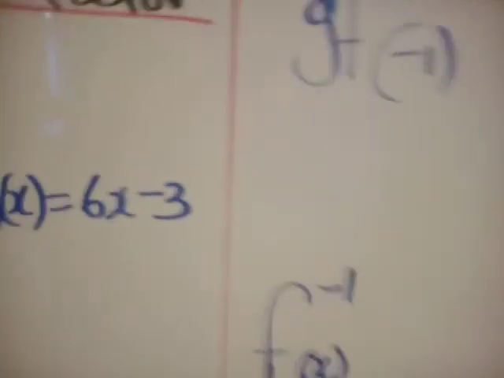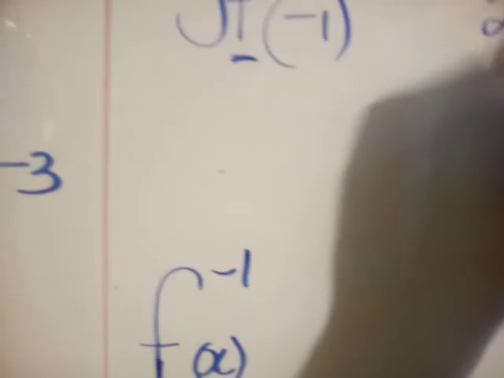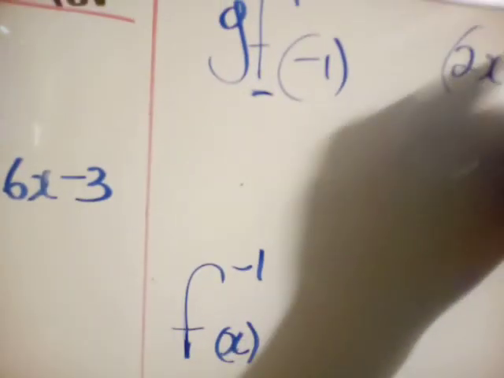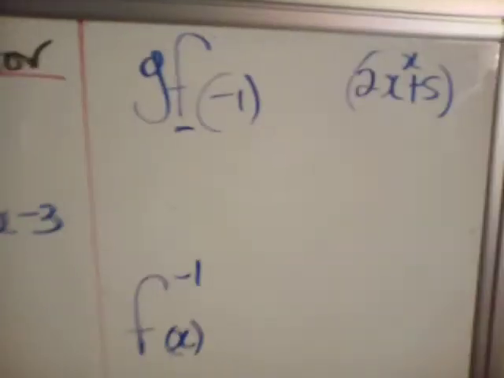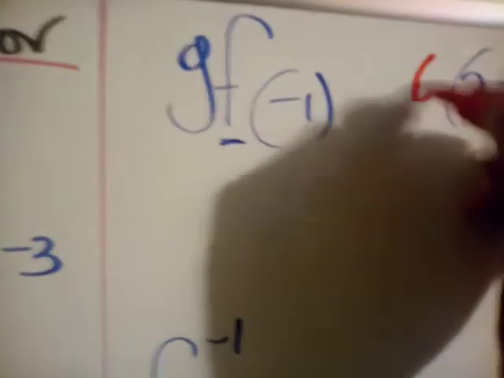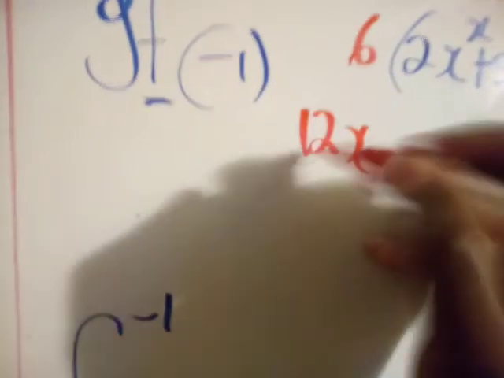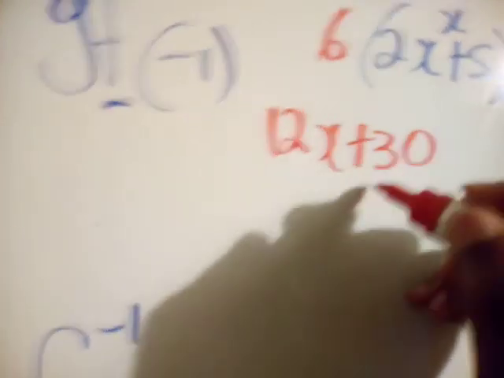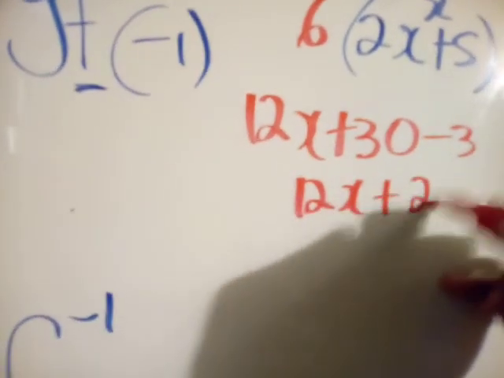Alright, now they ask us for g of f. So same rule, write back the last one, which is f. So f is 2x plus 5. So write 2x plus 5. By now you should have realized this is going to become your x. And now we're going to write back g in terms of f. Now g says 6x minus 3, and if this is x, it will be 6 bracket 2x plus 5 minus 3. So 6 times 2 is 12x and 6 times 5 is 30 minus 3. So it will be 12x plus 27.